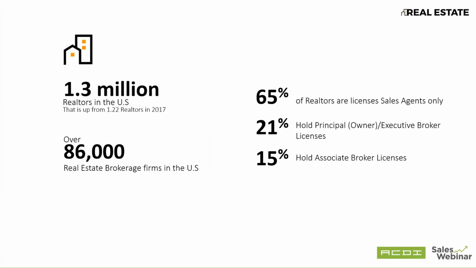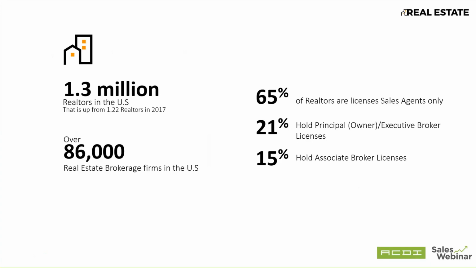That license has to be hung up in a principal broker's office. So 21% of the licensed agents in the U.S. hold principal broker, which is the owner, or executive broker licenses. Every office has to have a principal broker, and it is typically the owner. And it could be two principal brokers, maybe a husband-wife duo or a brother and sister duo, something along those lines. They make all the decisions. They sign all the contracts.